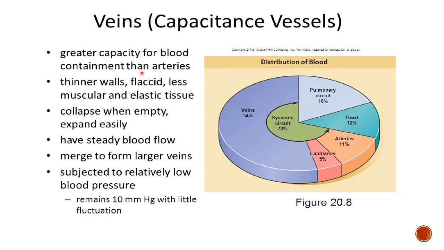So these veins have greater capacity for blood containment than arteries. They have thin walls, they are very flaccid, with less muscular and elastic tissue, and they collapse when they become empty, and they can expand easily, and they have steady blood flow, and they can merge to form larger veins, and are subjected to relatively low blood pressure, that is, it remains 10 mmHg with little fluctuation.